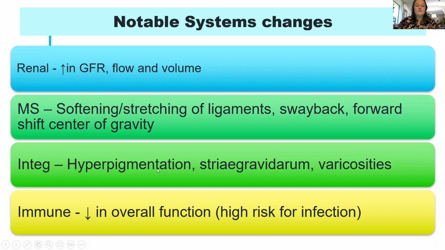We see lots of different changes in the skin: hyperpigmentation, striae gravidarum, also known as stretch marks, and varicosities. And overall, the immune system is dampened down a little bit because it's the body's way of protecting the fetus. We don't want the woman's body to respond to this fetus, so the immune system is lessened a little, and that puts pregnant women at high risk for infection.